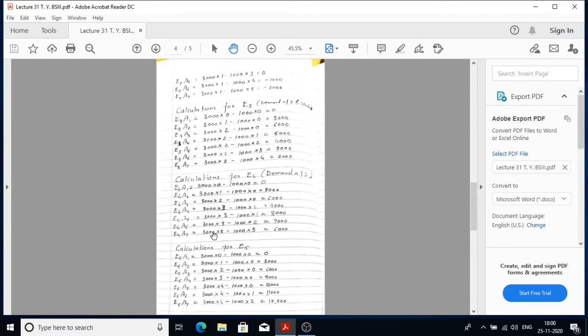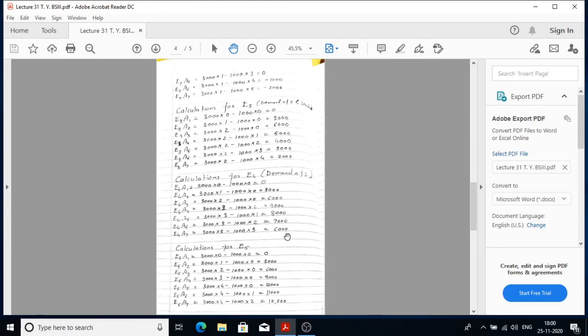E4 A7. Demand of 3 boats and stock of 6 boats. 3 boats will remain unsold. So 3000 into 3, that is nothing but 9000, minus 1000 into 3, that is nothing but 3000. So 9000 minus 3000 becomes 6000. So these are the calculations for E4.